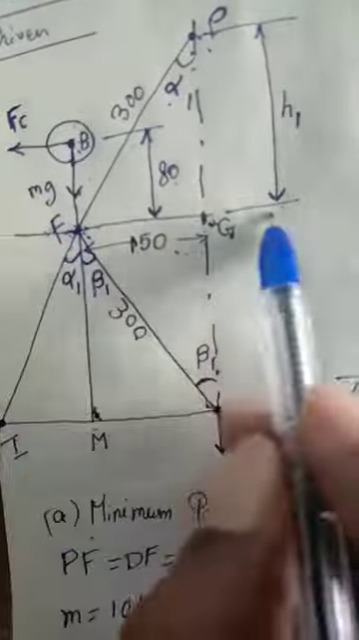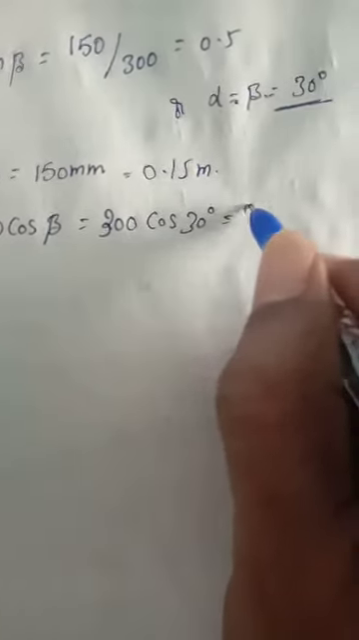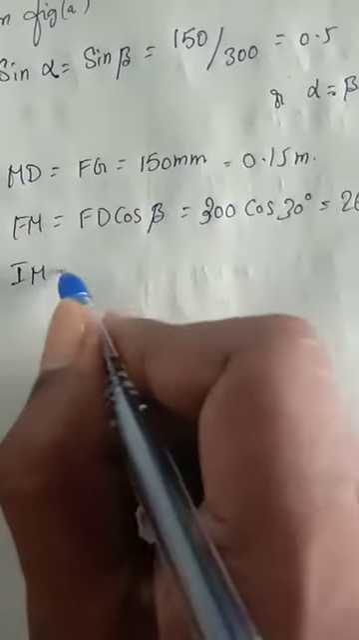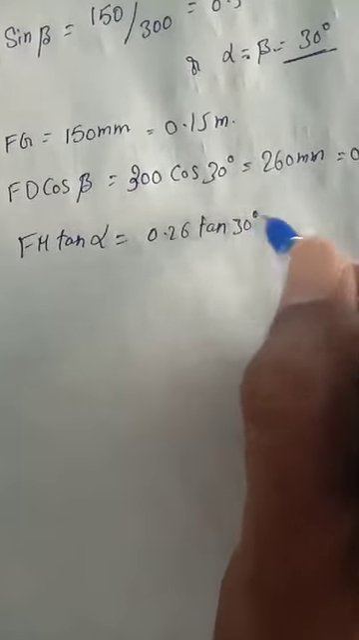MD is equal to FG, so that is 150 mm. Okay, so then here I can write meter. FM is equal to FD cos beta, that is equal to 300 cos 30 degrees, which gives 260 mm, that is 0.26 meter. And then now we are going to see IM. IM is equal to FM tan alpha. So 0.26 tan 30 degrees, that is equal to 0.15 meter.